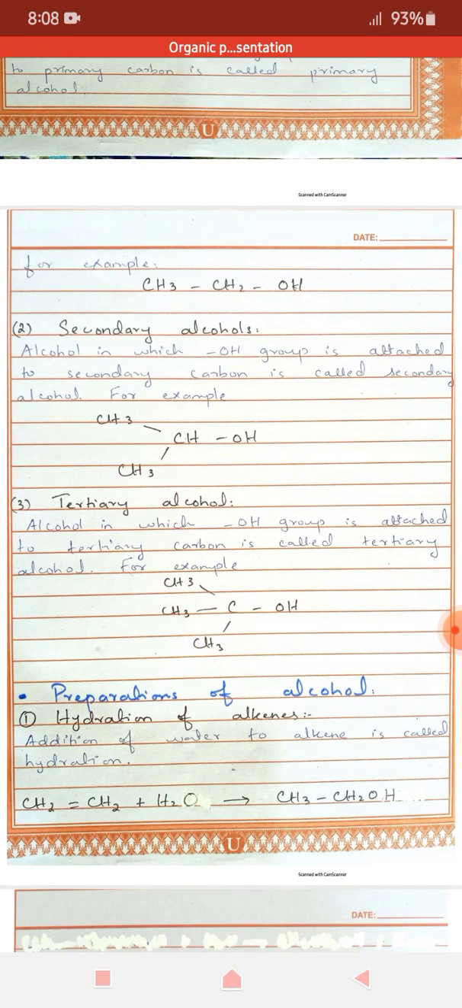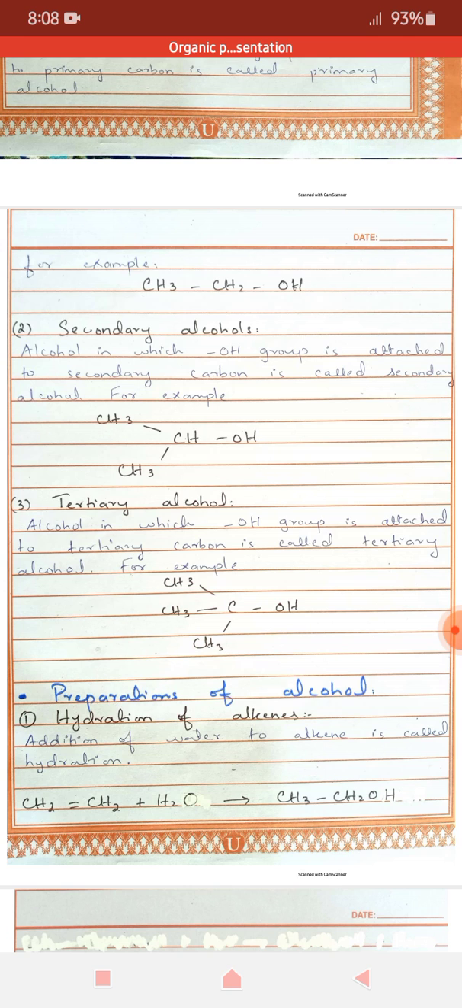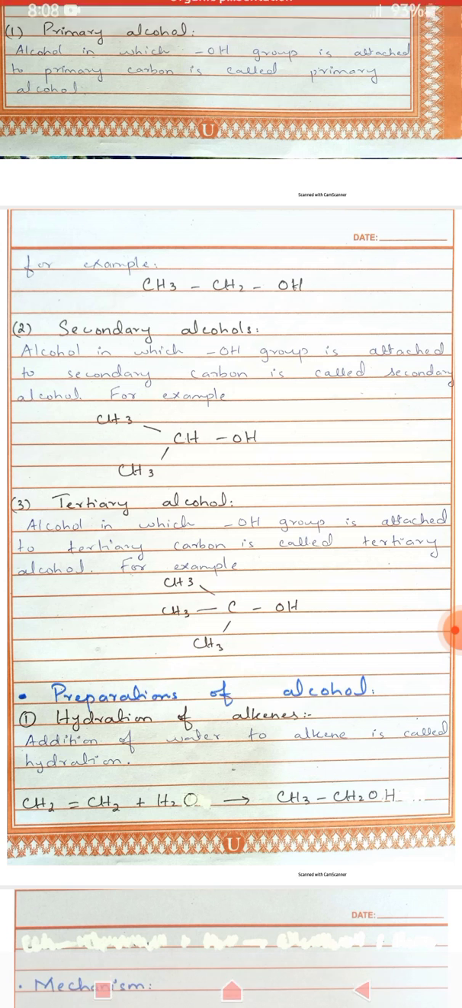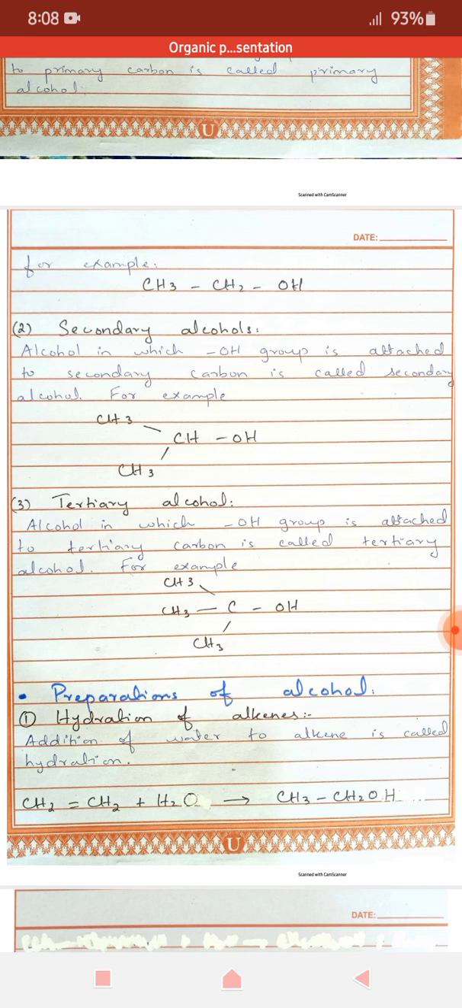Then coming towards secondary alcohol, alcohol in which hydroxyl group is attached to secondary carbon is called secondary alcohol. For example, the example is given in which the secondary carbon is attached to two or more carbons. So these types of carbons are called secondary carbons.